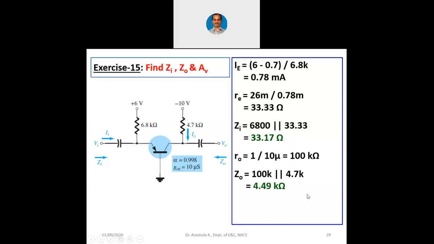Finally, AV, the voltage gain, is alpha RC divided by small re. Alpha is given here, so let us substitute that. 0.998 into 4.7K divided by 33.33.